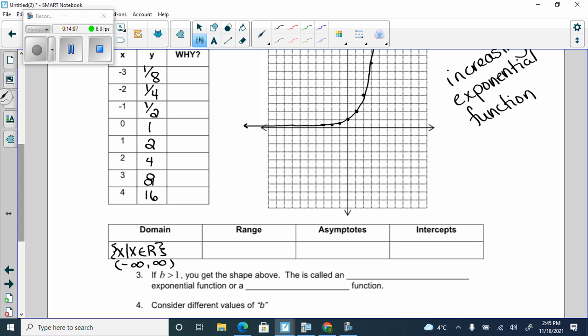So this is set notation because it's the set of. This is interval notation because it's between two endpoints.